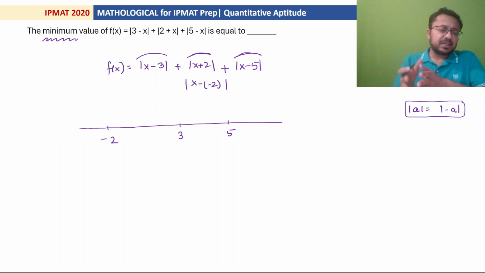एंड सिंस देयर आर 3 क्रिटिकल पॉइंट्स -2, 3 एंड 5, जिन पे कि हमारा मॉड पॉजिटिव साइन के साथ ओपन होगा या नेगेटिव साइन के साथ ओपन होगा, ये डिपेंड करेगा. तो दैट इज वाई वी विल बी टेकिंग 4 केसेस इन टोटल. फर्स्ट केस विल बी दैट x is less than -2.